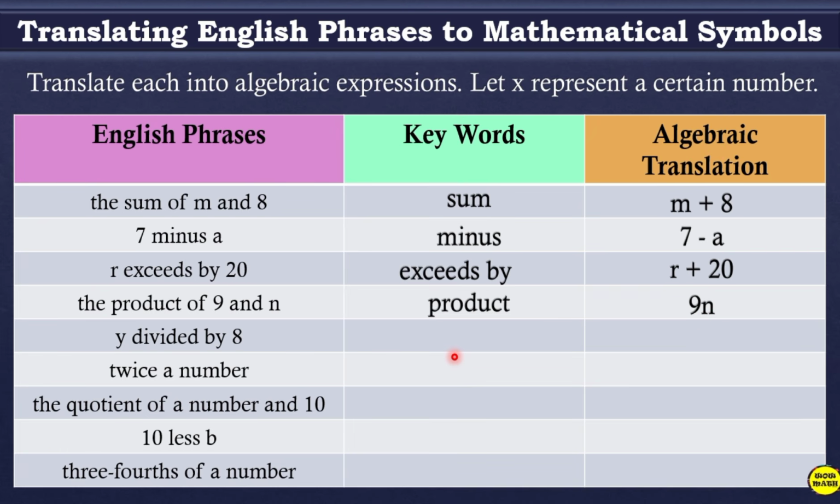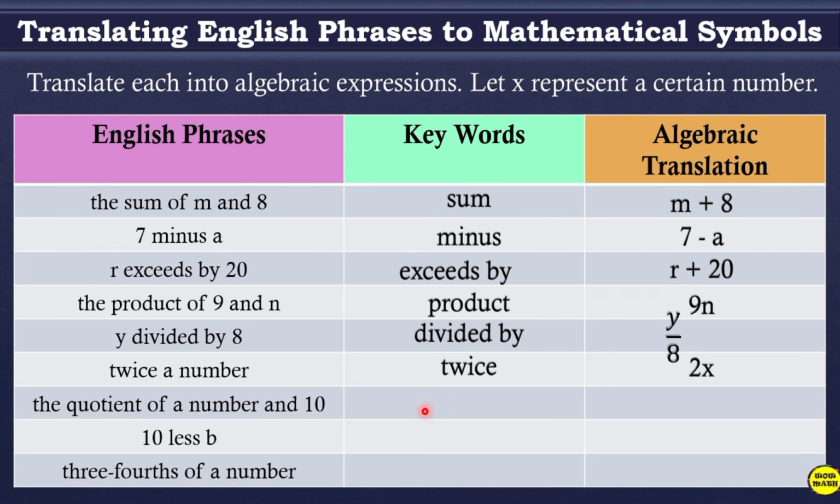Okay? Next, divided by is our keyword. So, this is, okay, y over 8 or y divided by 8. Okay? And then twice. Twice means 2. Okay? So, twice a number. Ito gagamitin natin. Twice a number, ibig sabihin multiplication, right? So, dalawang beses, ita-times mo dun sa number. So, since multiplication, pagtatabihin lang natin sila. So, twice a number. Ano yung number? Sabi nga kanina, kapag meron certain number, represent natin siya as x. So, that's why it's 2x.